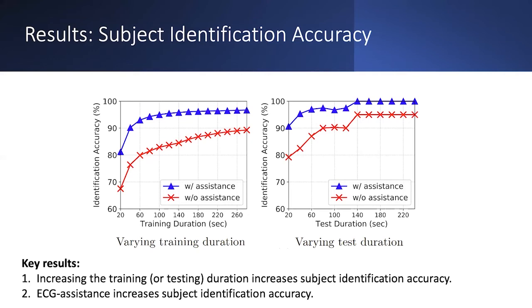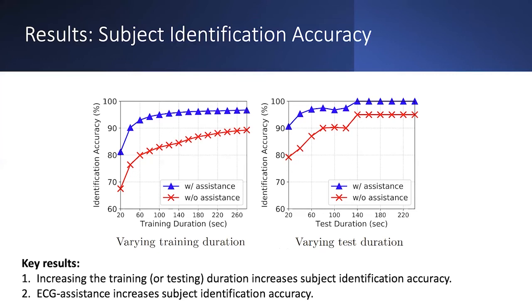We used leave-K-recordings-out cross-validation. In other words, we ran multiple iterations where in each iteration we left out K recordings of each subject from the training data. We then tested the model on these held-out recordings. The number K was, of course, changing our test and training durations.